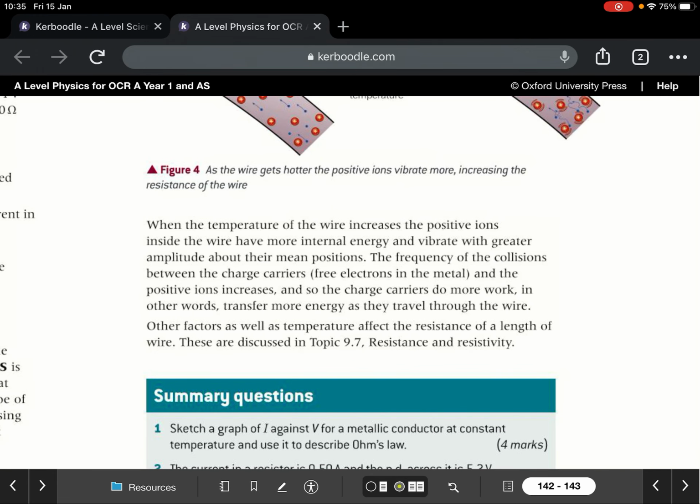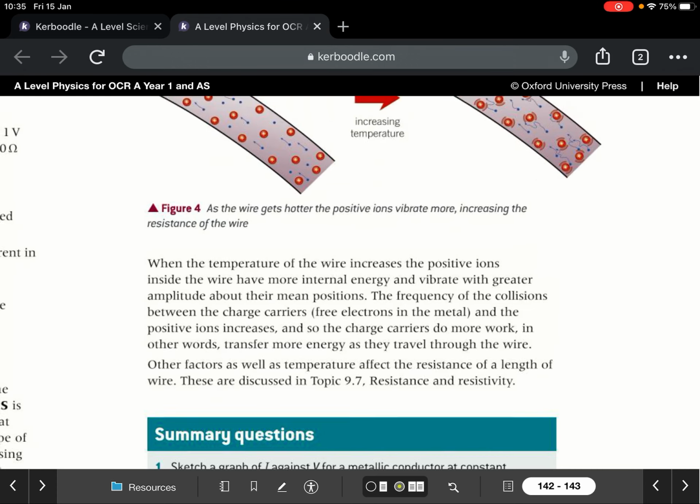So here, this is what the book says. When the temperature of a wire increases, the positive ions inside the wire have more internal energy and vibrate with greater amplitude about their mean positions. The frequency of the collisions between the charge carriers, free electrons in the metal, and the positive ions increases, and so the charge carriers do more work. In other words, they transfer more energy as they travel through the wire. Other factors as well as temperature affect resistance, such as the length of wire, and these are discussed in topic 9.7, resistance and resistivity. So that's the length and the area bit. I gave you a preview there.